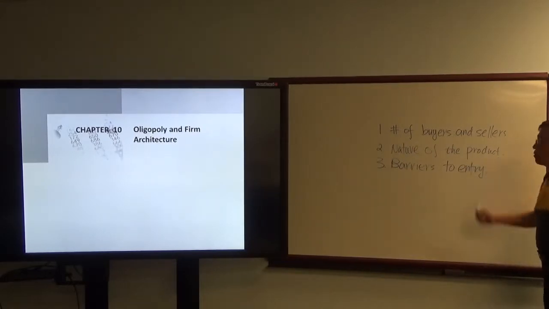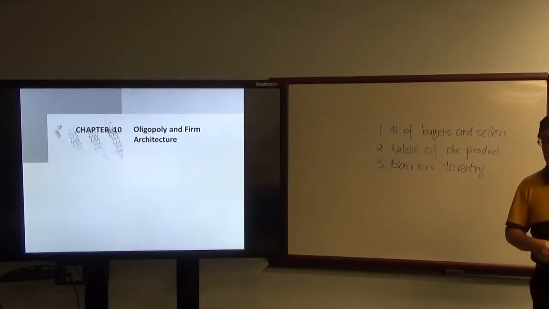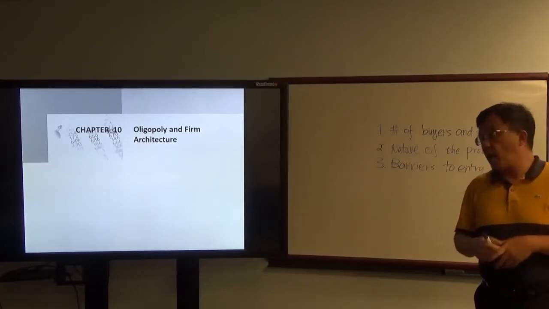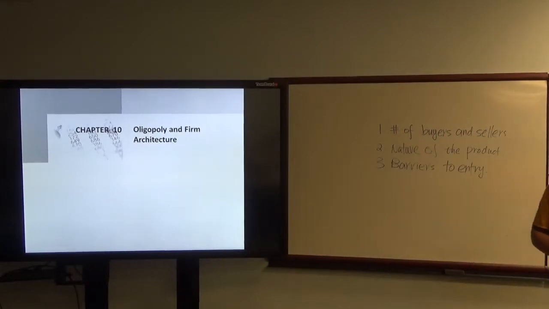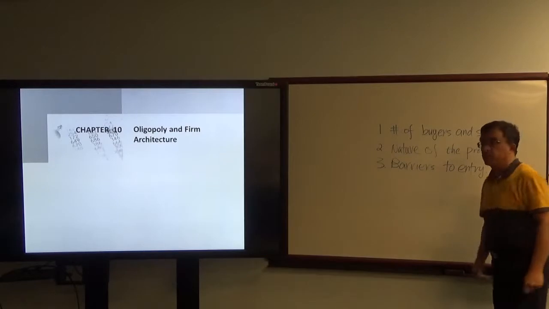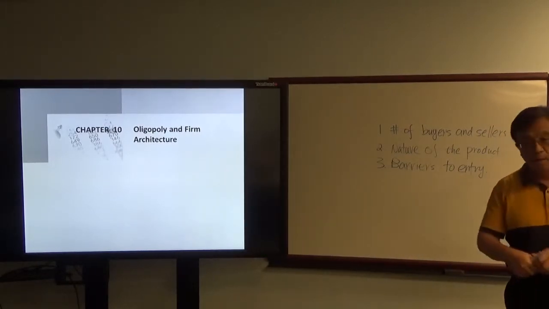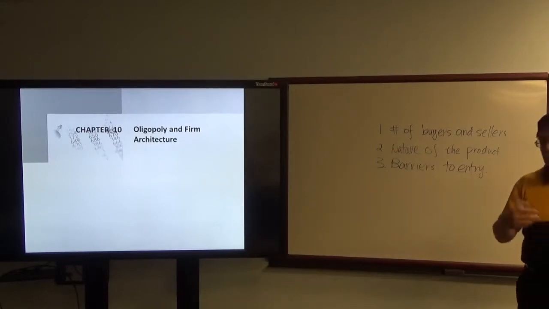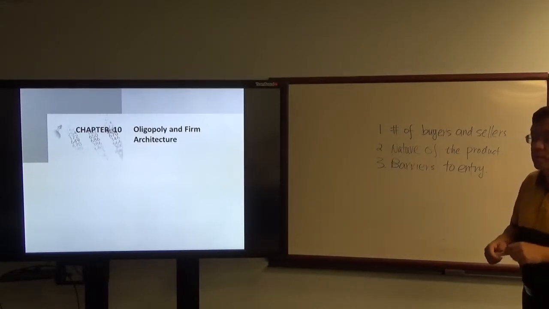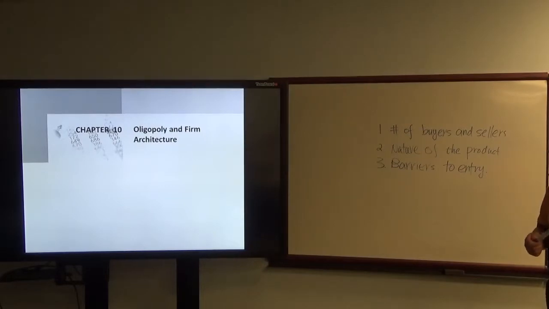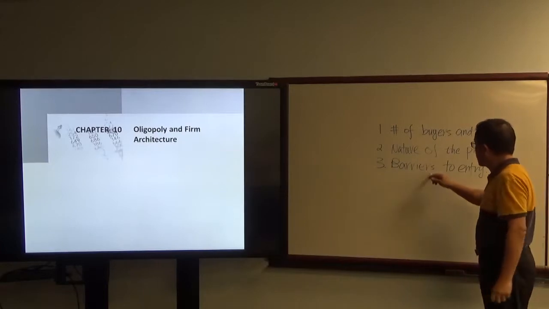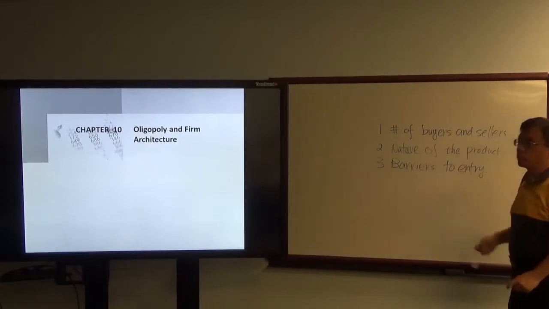And what about nature of the product? They can produce similar, exactly the same product, or maybe products with some differentiation. And how about barriers to entry? Substantial barriers to entry. So that's why a few large companies can enjoy the dominating market share because of the substantial barriers to entry.